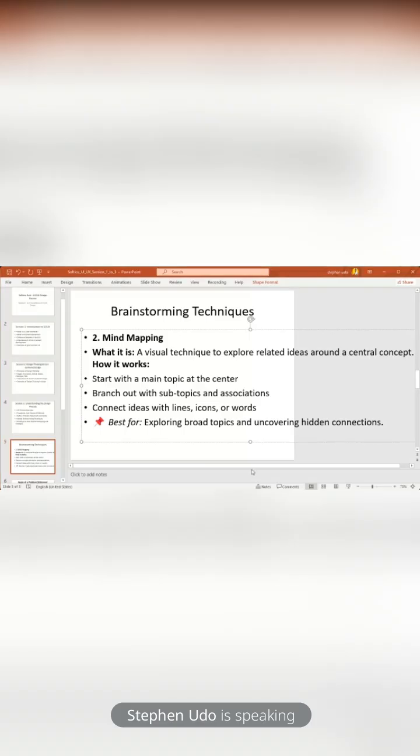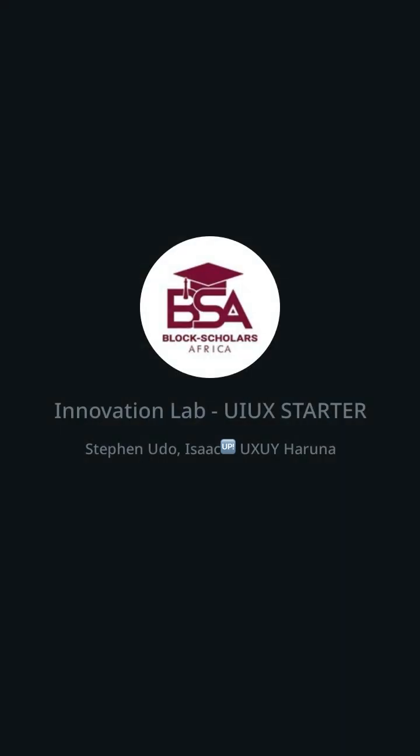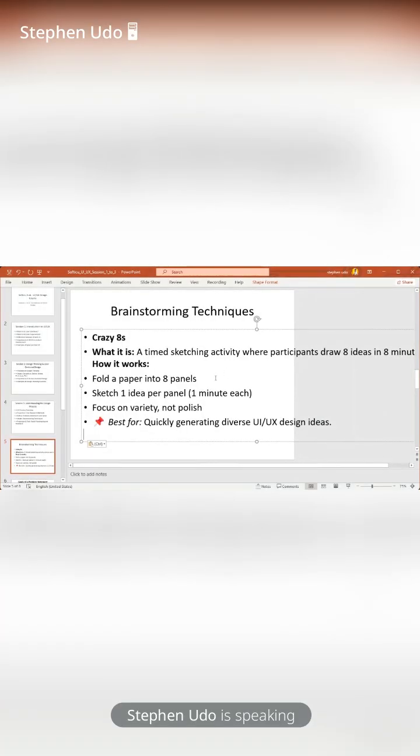Then the next one is Crazy Eights. Call it Crazy Eights. What it is: a timed sketching activity where participants draw 8 ideas in 8 minutes. How it works: you fold the paper into 8 panels and sketch one idea per panel, 1 minute each.